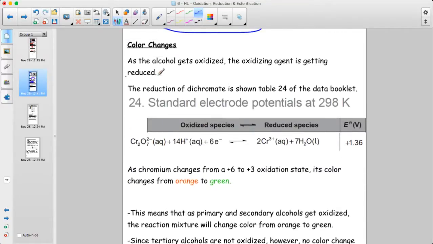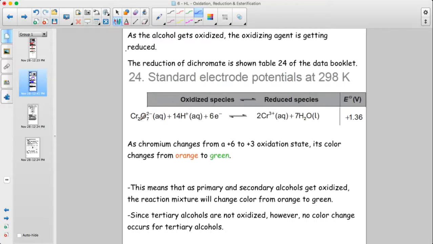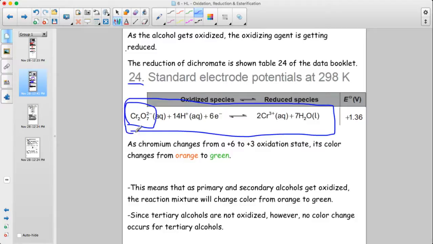Last note about the oxidation reactions is that they involve a color change. The oxidizing agent, especially if you think about it as this dichromate ion, gets reduced in the process of acting as an oxidizing agent. And this half equation is actually in the data booklet in table 24, all the electrode potentials. So it's written right here. This is the reduction half equation for these alcohol oxidation reactions. The alcohol gets oxidized, and the chromium +6 is what's getting reduced. It's getting reduced from a +6 form to a +3 form. And it's a transition metal. In that change of oxidation state, it goes from being an orange color to a green color.